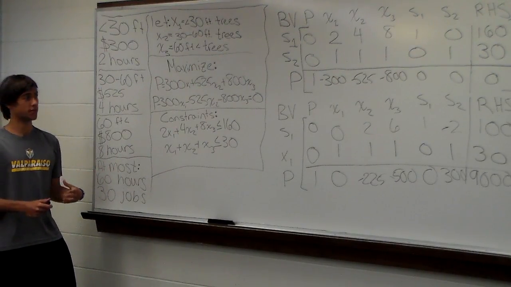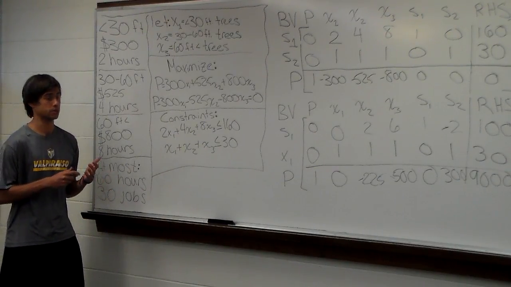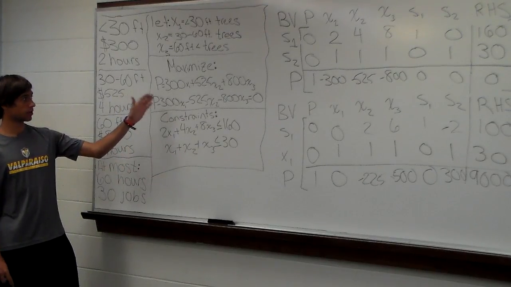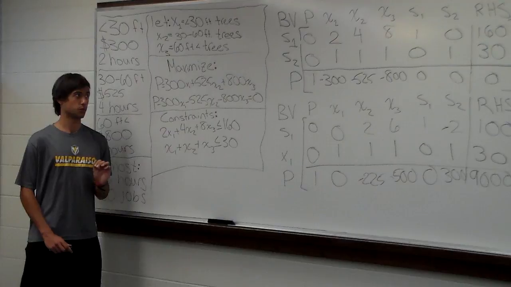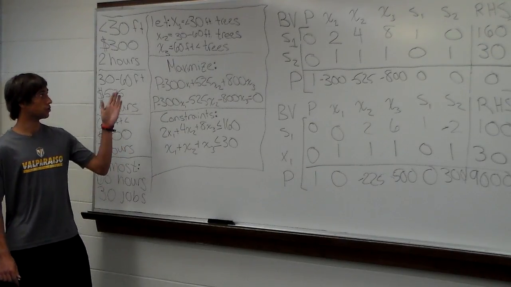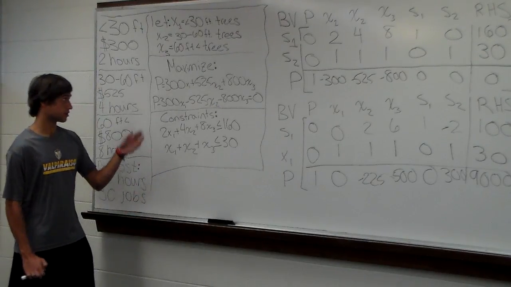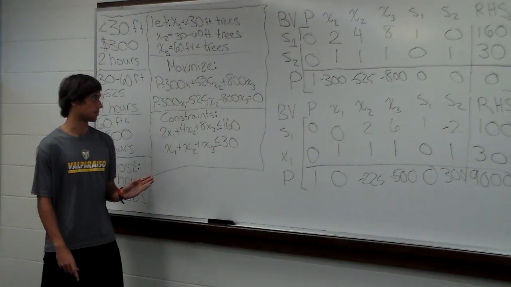So setting up our objective function first, we're trying to maximize Pam's profit. So we're trying to make her as much money as possible. So we're going to have P equal to 300x1, because it costs $300 for the smallest trees, plus 525x2 for the middle trees, plus 800x3 for the largest trees. So 300x1 plus 525x2 plus 800x3.